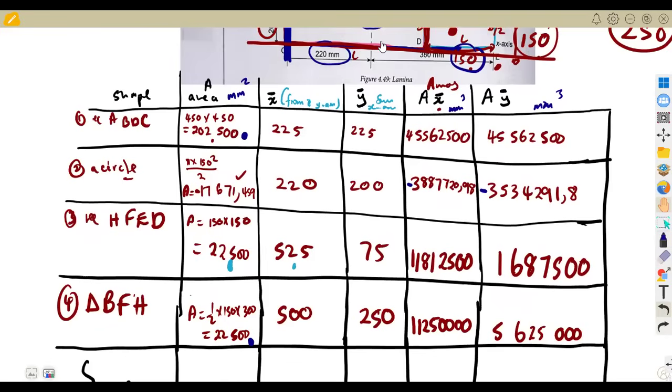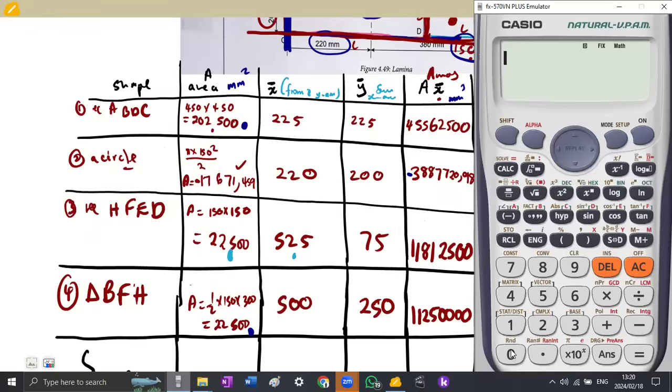So let me just try to bring my calculator here. All right. So let us add. We have got 202,500. Plus, how many zeros there? 2 zeros only. Sorry for that. These are just 2 zeros there. Plus, this one is a negative, so you're just going to subtract 17,671.459. All right. Plus this one we add 22,500. Plus we also add this one 22,500. All right, so that's it.